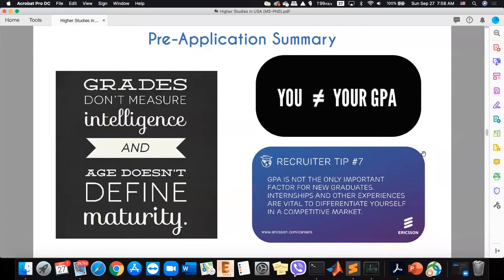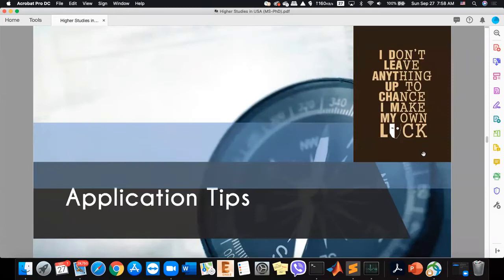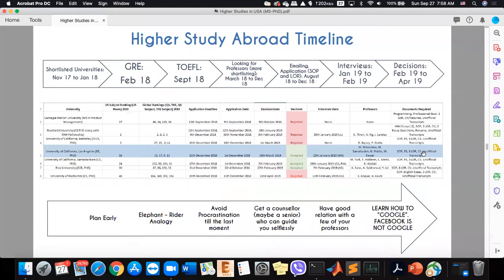So this is the summary of pre-application. Obviously, grades is not the only factor. If you have a very high CGPA, don't think that the US will take you just based on your CGPA. The US application process is holistic. So grades can play a part, but as I said, ECA, work experience, test scores, all of this stuff comes into play.